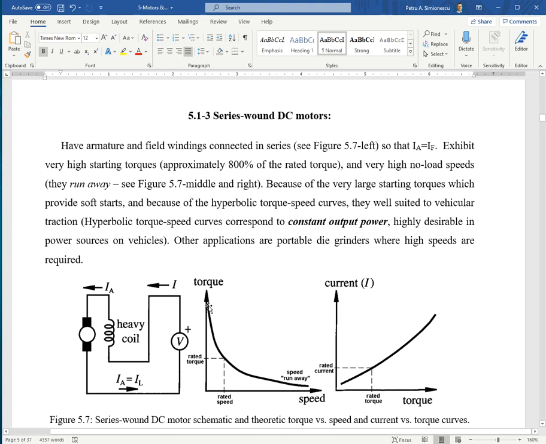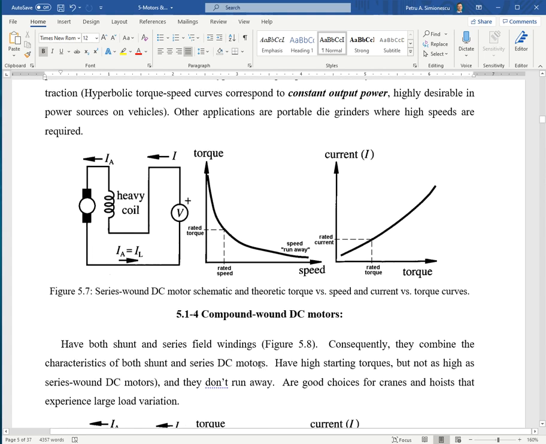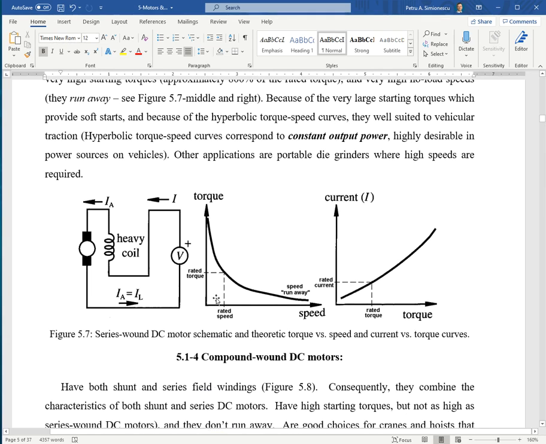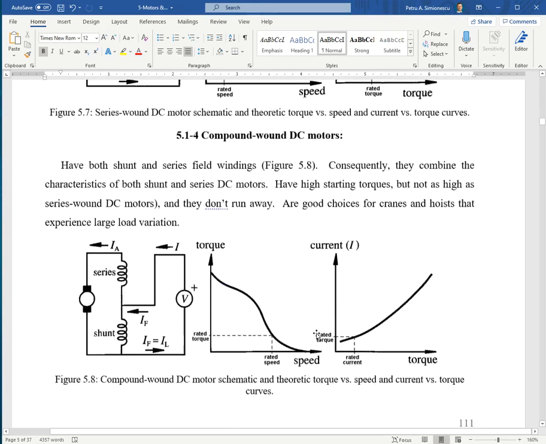I should have mentioned that the hyperbolic torque speed curve corresponds to constant power, and this is desirable on anything that's on wheels, and as a power source for vehicles. So you would see them for continuous use in go-karts, as I said, and starter motors of any automobiles are of this design.